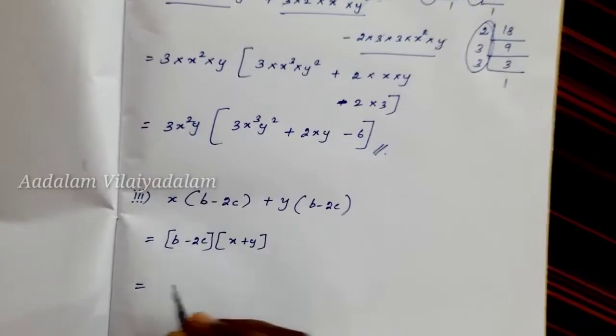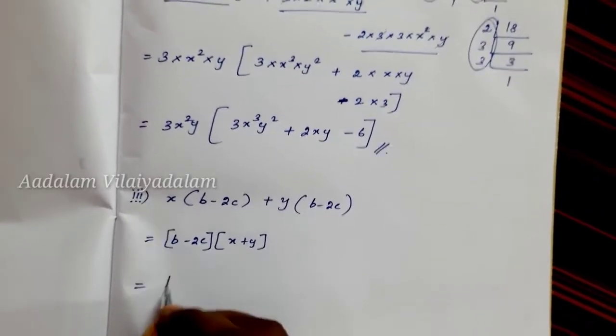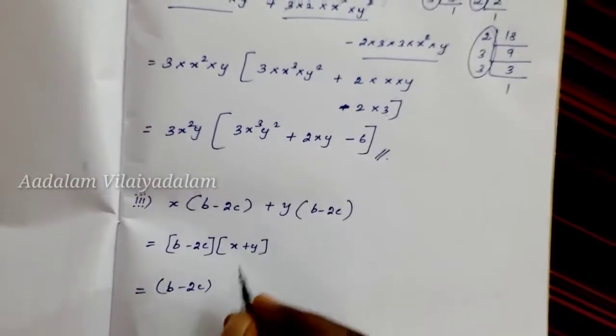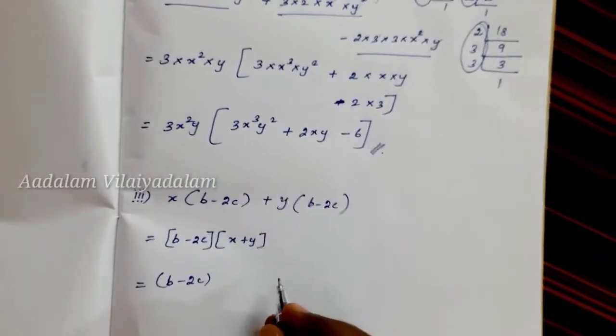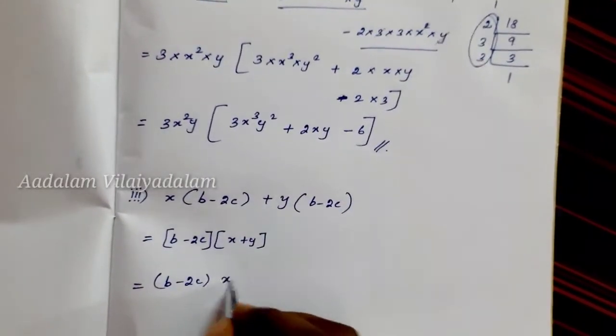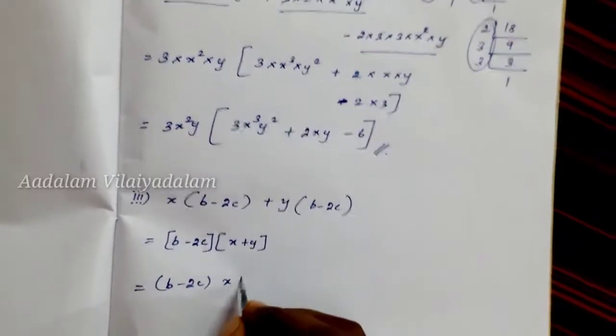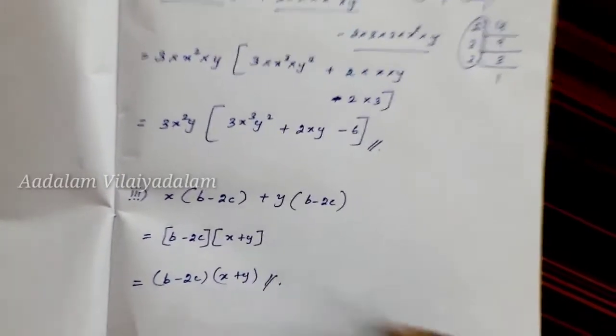So we can use the curved bracket, that is b minus 2c. I have taken out as a common. Then the remaining is x plus y, which is the answer.